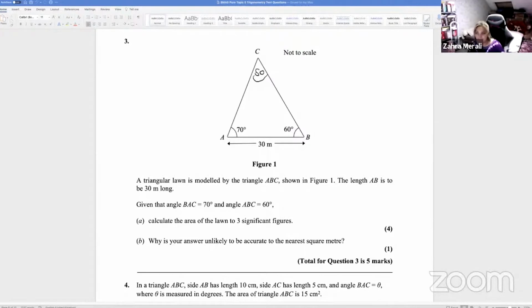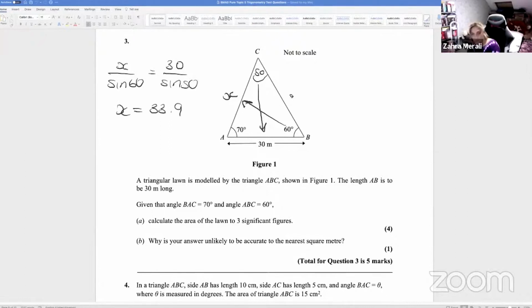Now using the sine rule, it means I've got these two opposites. I could find either this side or that side. It doesn't really matter. Okay, so let's say we're going to find this side using the sine rule. So I'm going to call that x. X over sine 60 equals 30 over sine 50. That gives you an x, when you multiply it up, of 33.9.